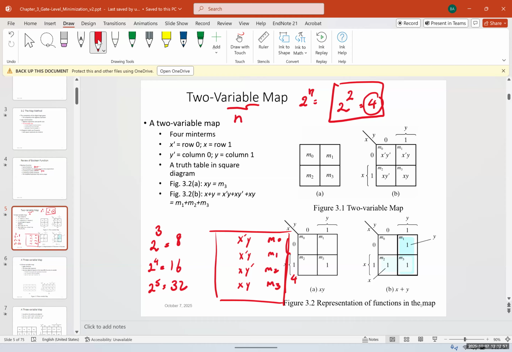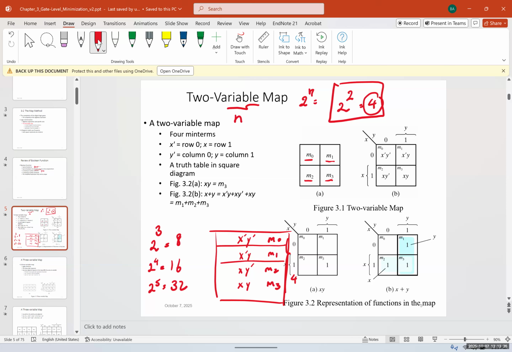So again, m0 is x prime y prime, m1 is x prime y, m2 is x y prime, and m3 is xy. Now, in a 2 variable map, again, we have 4 squares, and we number the squares like this: m0, m1, m2, and m3.